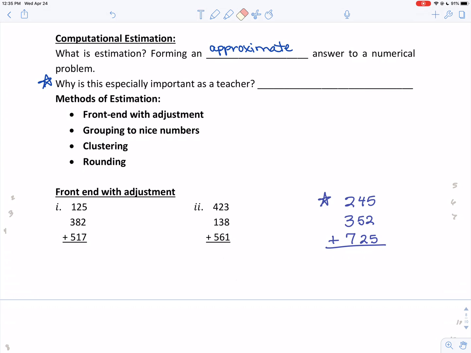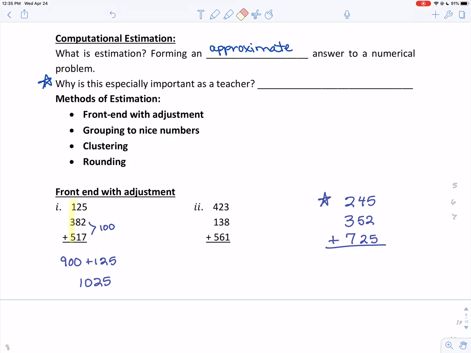So front end, we're just going to add in our head these first numbers, the 100, 300, and 500. That'll give us about 900. And then we'll do the adjustment. That's about 100, and then we got 25 up there. So then we add it all in together and get 10,025.